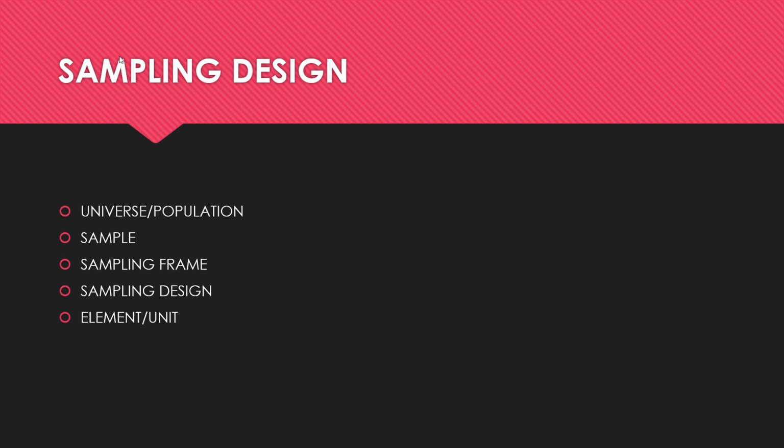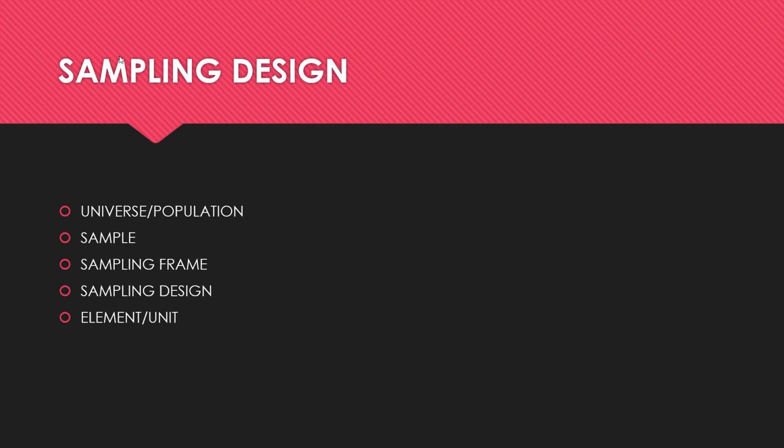Next is sampling frame. Sampling frame is a representation or list of all elements of target population from which the sample is to be drawn. For example, telephone directory. From the telephone directory, we can get the details of all persons living in different places. Next is sampling design. The blueprint for obtaining a sample from the sampling frame is termed as sampling design, and it refers to the techniques used in drawing a sample, and that we will study in detail.